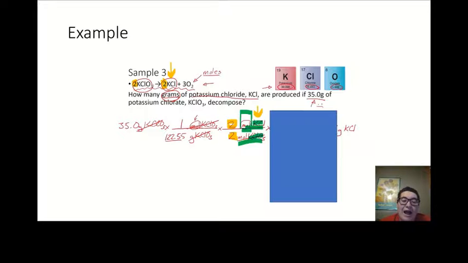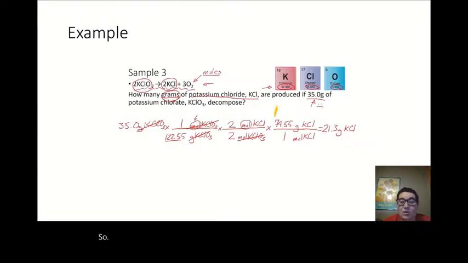So now I've gone from grams of potassium chlorate, used the molar mass to put myself into moles of potassium chlorate, and now I've used the balanced chemical equation to allow me to do a mole bridge and convert from moles of one compound to moles of the other compound. But the question's asking for grams. So now I need to do molar mass of potassium chloride. If I simply do the molar mass of the potassium chloride, I'll be able to convert my moles of potassium chloride into grams of potassium chloride, and there's my answer. And that's how stoichiometry works.